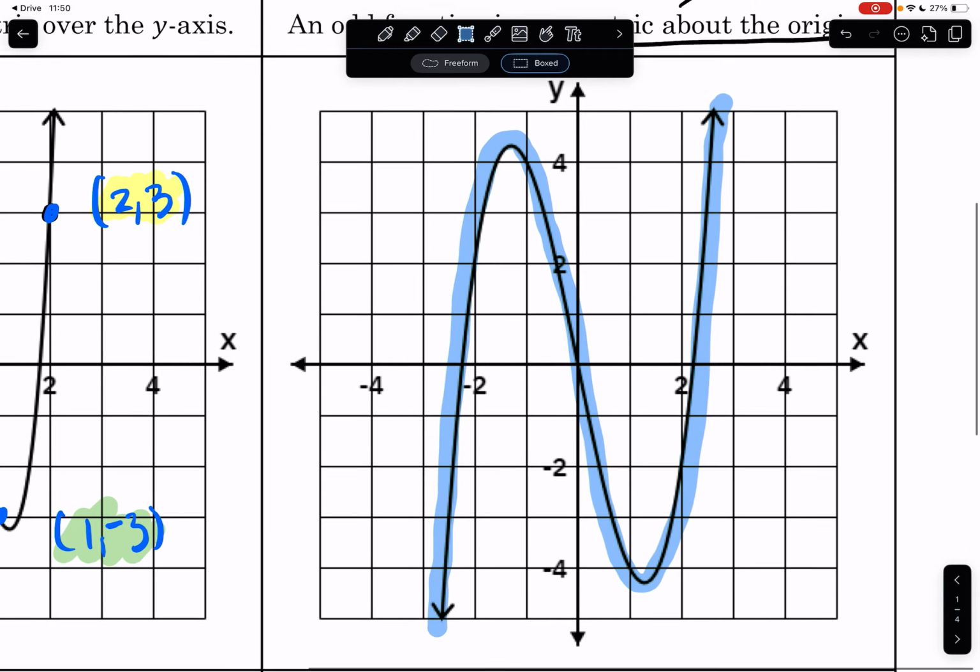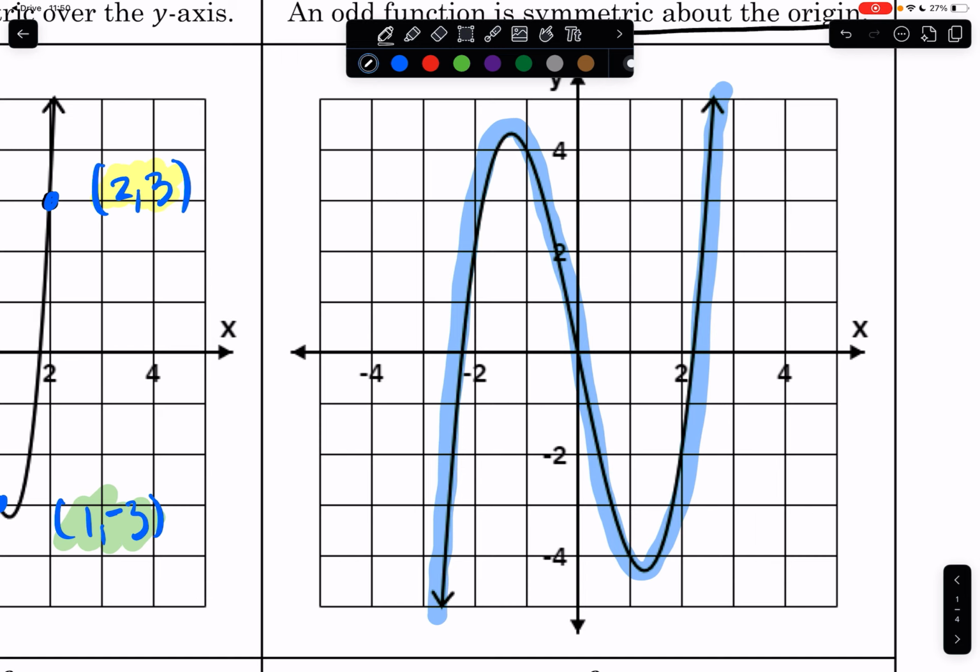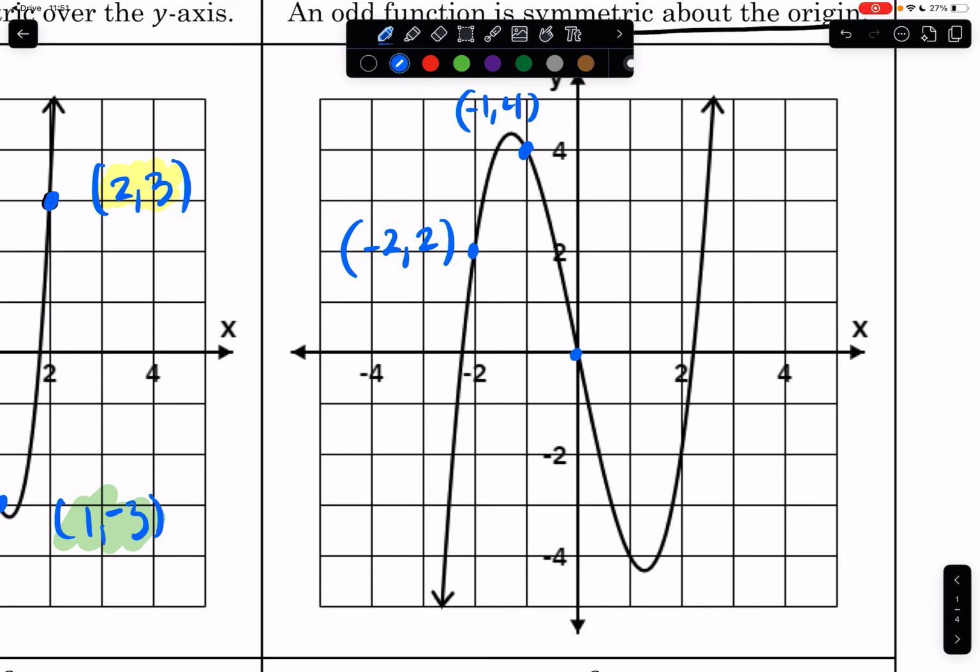Now, what's the correlation between those points? Well, look at what happens at the points. Let me erase this. Look at what happens to these points. So let me find points right here. Here we have the point (-1, 4). We have the point (0, 0). Here's the point (-2, 2). And we have (0, 0). We have this point right there, which is (1, -4). And then we have this point right here, which is (2, -2).